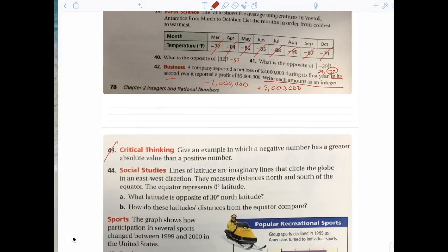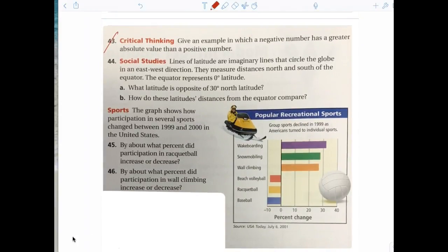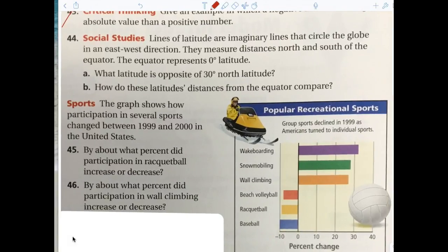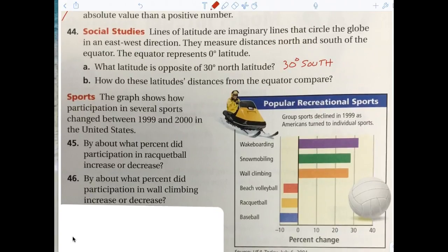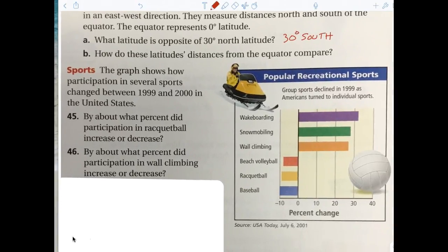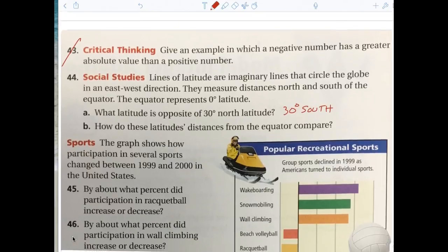Okay, I don't care about 43. All right, what is the opposite of 30 degrees north? What would that be? 30. Very good, buddy. So let's put that down. 30 degrees south. Very good. Let me look at 45. Just give me 43.